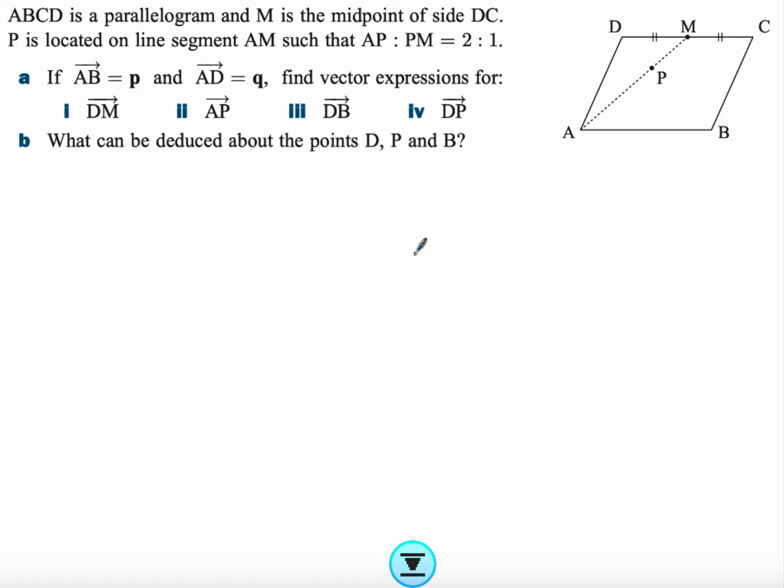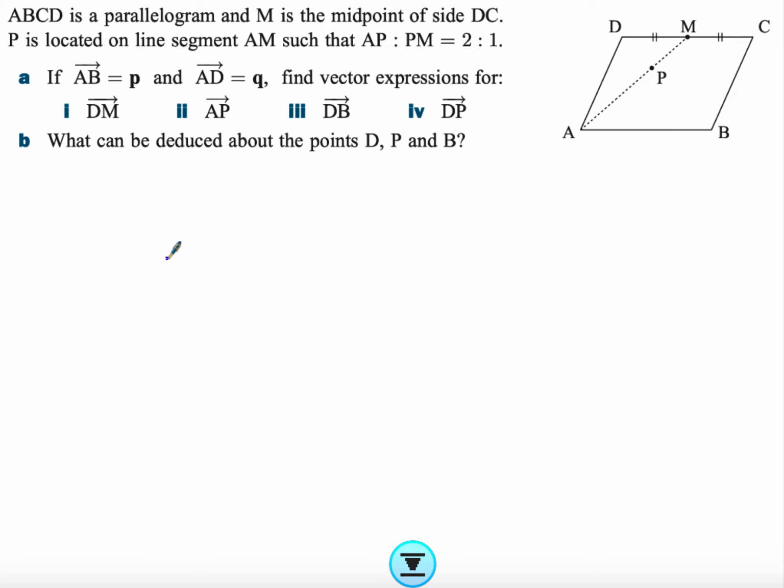An example of a question that might pop up is such. We have a parallelogram. We have M being the midpoint of DC. P is located on this line segment A to M. And it tells you that AP to PM is equal to 2 to 1. So it's a ratio of 2 to 1. AP will always be double PM. So using these facts, if this was a vector A, then this will be double it, so this will be 2A. And that's how the ratio would work.